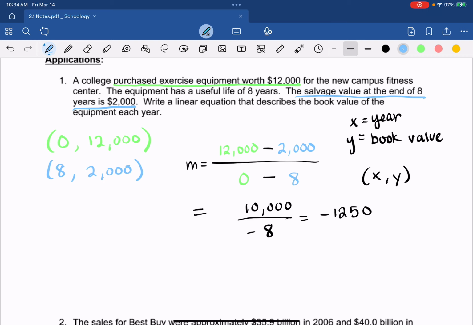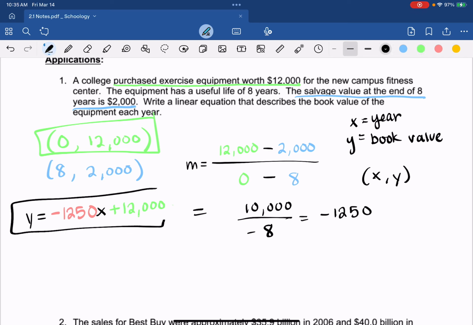That is my m. That's my slope. So if I'm starting my equation over here, I'm going to put negative 1,250. Let me use a different color, actually. I know I've used blue for all the slopes, but. So that's my slope. So that's what goes with the x. Now this part's nice because I'm actually given my starting point in this problem, right? This is where it's at 0. So I'm just going to add 12,000 on to the end. Okay, that would be my starting point.